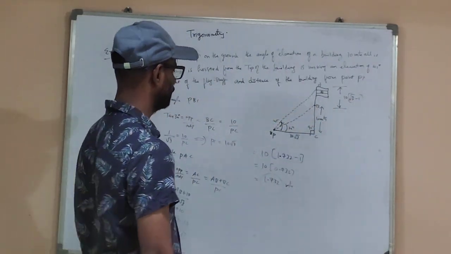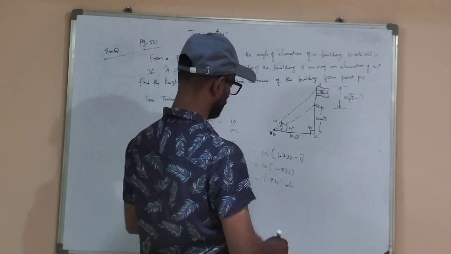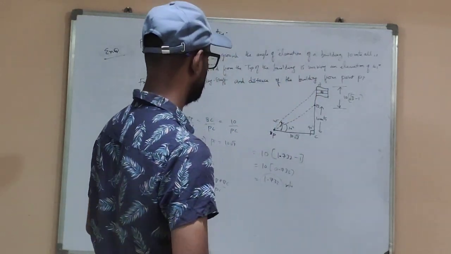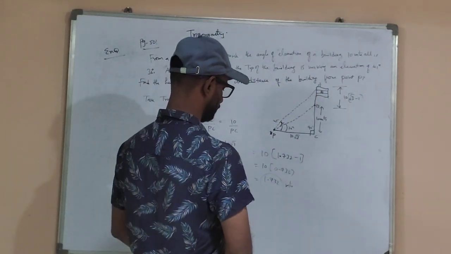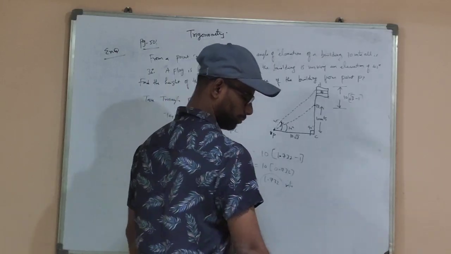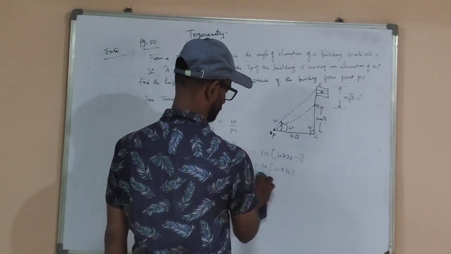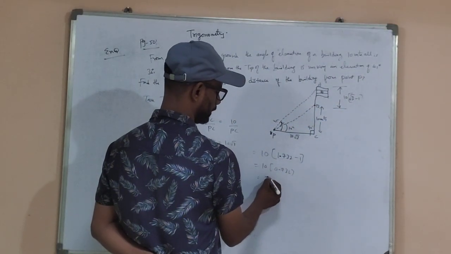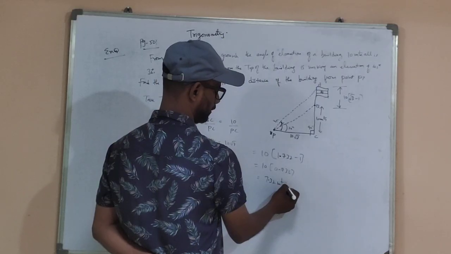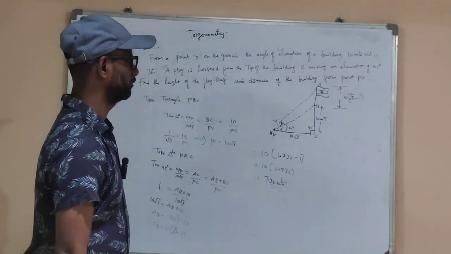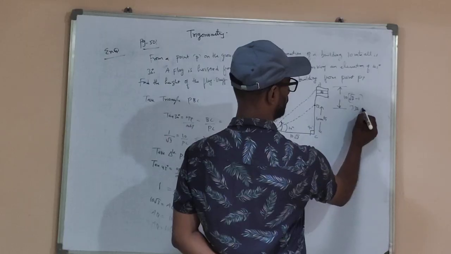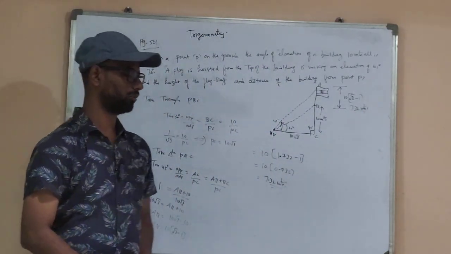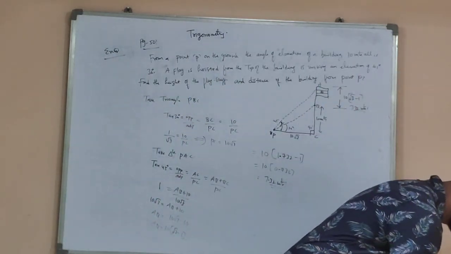Yes, a small mistake here. The decimal point moves one place to the right, so 7.32 meters is the height of the flag. So that's it. In this way we have to solve these questions. So this is example 4.